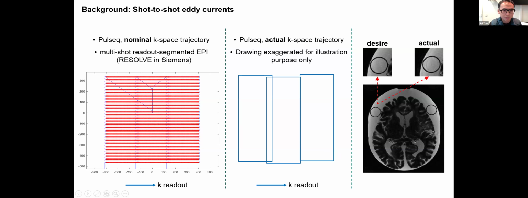It's actually similar to the result in Siemens. And the left is the nominal K-space trajectory. Everything looks fine. But actually, when you do this in Pulseq, you probably will have some shifting or shot-to-shot eddy currents. Yeah, you have the shot-to-shot eddy currents that might do some harm and cause shot-to-shot phase inconsistency. And these pictures may be a little bit exaggerated, but at the end, when you scan the image, you may find the actual image details are slightly different from your desired ones because of the shot-to-shot eddy currents.